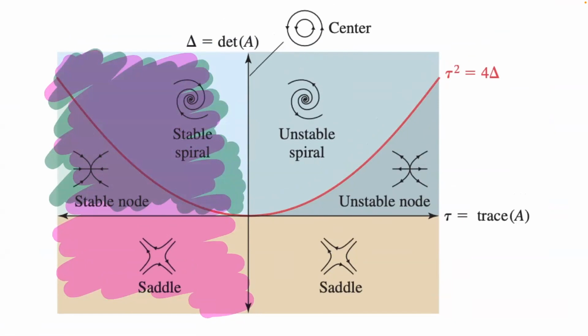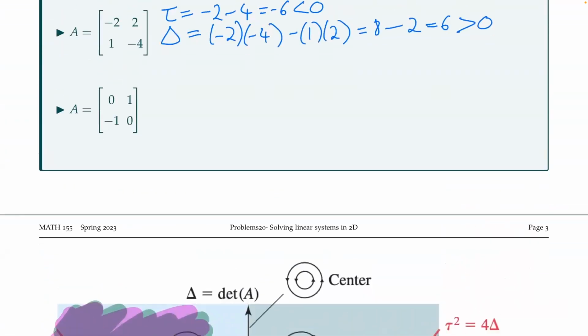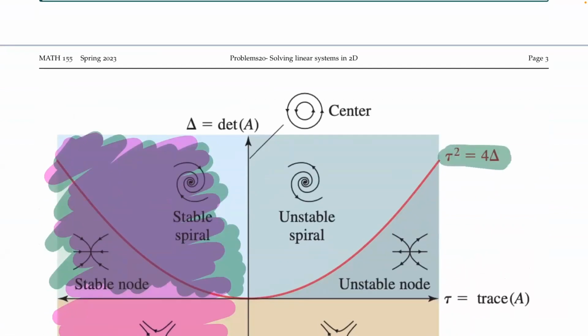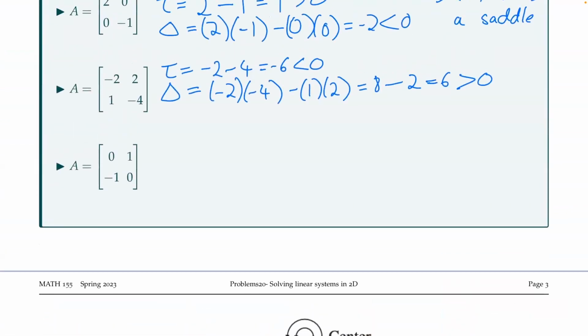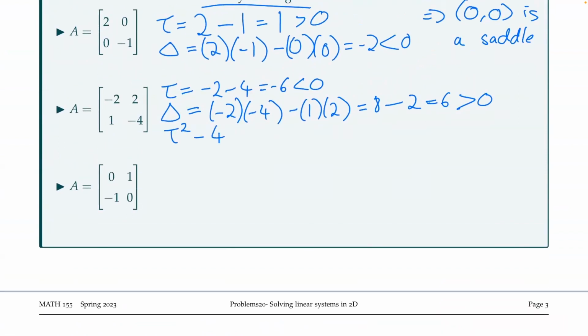I don't know whether I've got a stable spiral or a stable node. So I have to now look at the sign of tau squared minus 4 delta, okay? Because that's going to tell me which side of this red curve that I'm on. So take the trace, square it, -4 times the determinant. A trace was -6, so square that, we get 36. My determinant was 6. So if I take away 4 times by 6, 4 times by 6 is 24. This is 12. So this is positive.